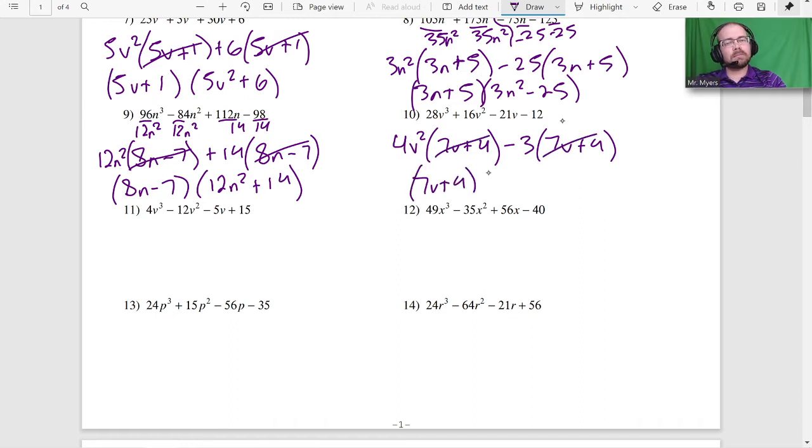Boom, boom. 4v squared minus 3, right? So see how that's faster? Now, it means you're not checking your work, so you're more likely to get the answer wrong. If you have more time, if time's not an issue, I probably wouldn't do that method because you want to get the answers right, not necessarily finish the quiz as fast as you can, right?